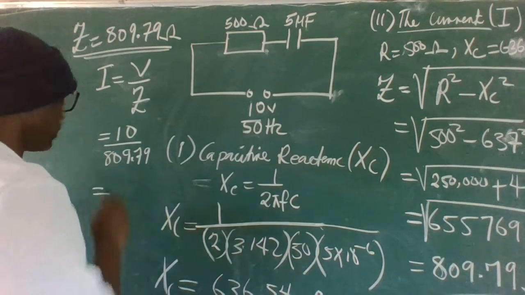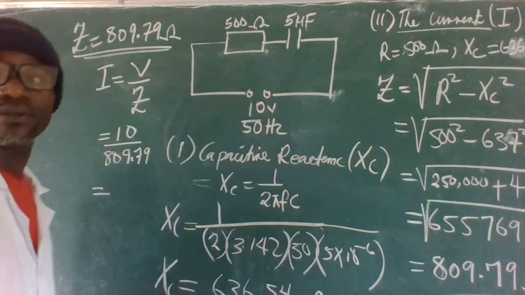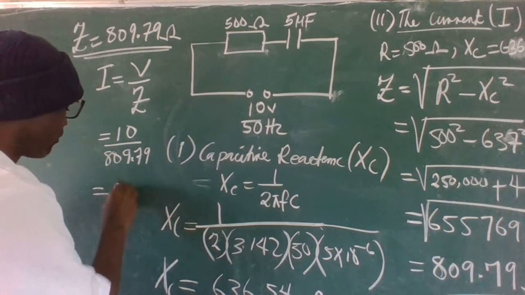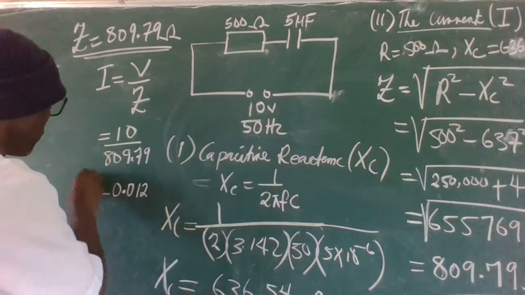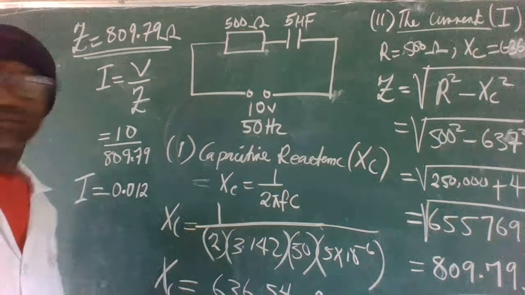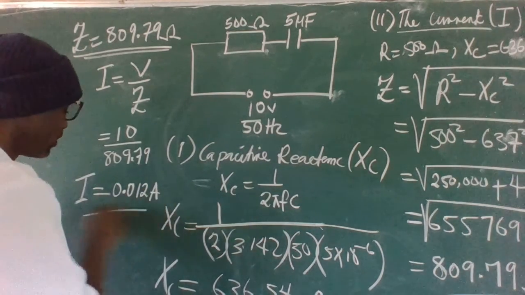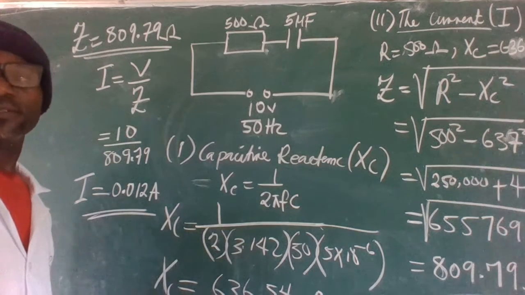So what is the final value here? 0.012. Current is measured in what? Amperes, yes. So we put A. Solved, okay? Yes, sir. That is it.